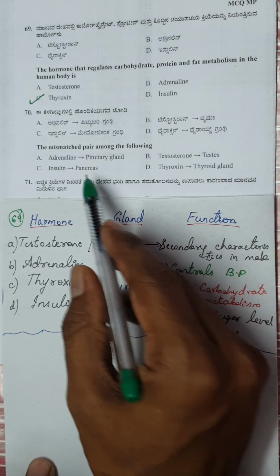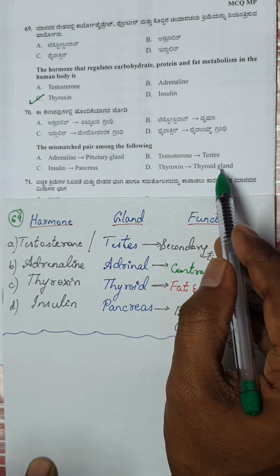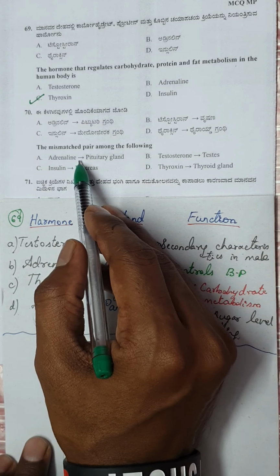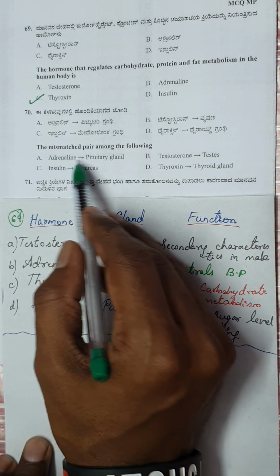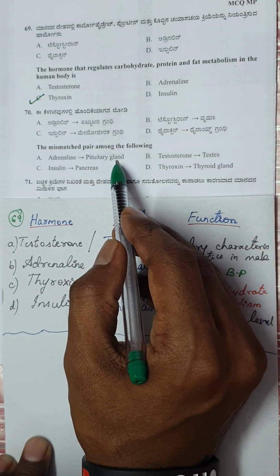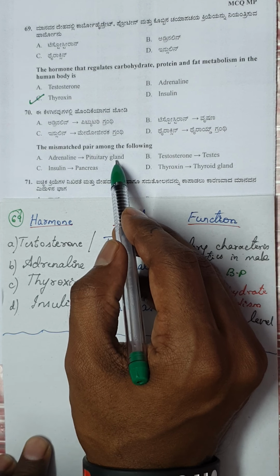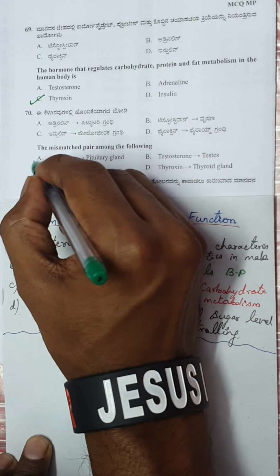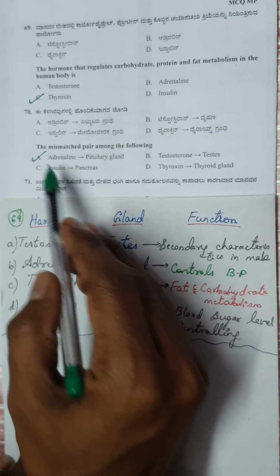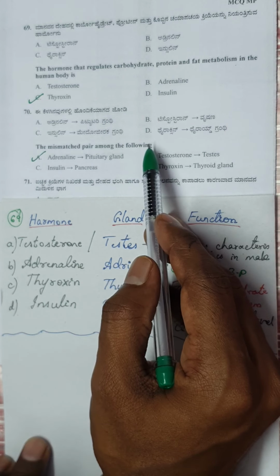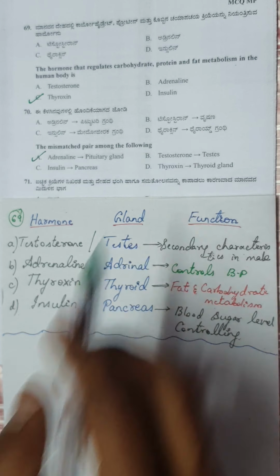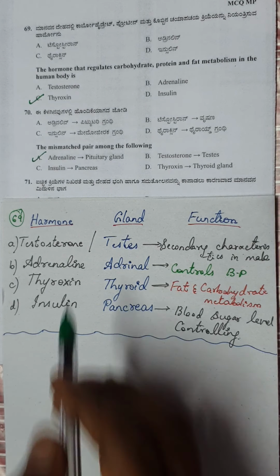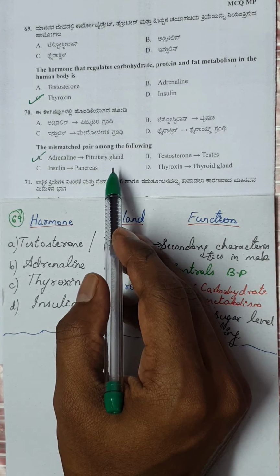Insulin is produced in pancreas. Thyroxine is produced in thyroid gland. So definitely this is the mismatch here. Adrenaline is not produced in pituitary gland. Rather it is produced in adrenal gland. So this is the mismatched pair among the following. Very simple question this is, and you have found out the answer also.